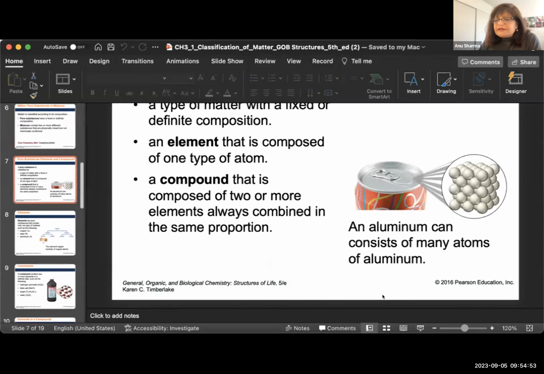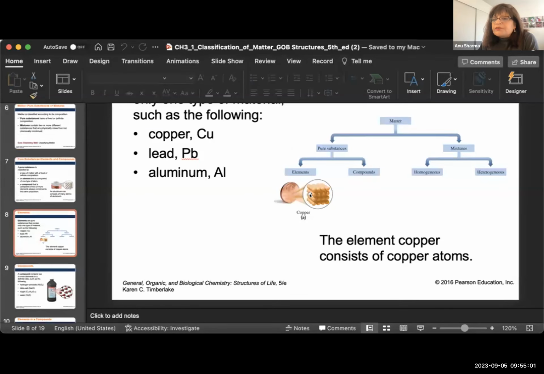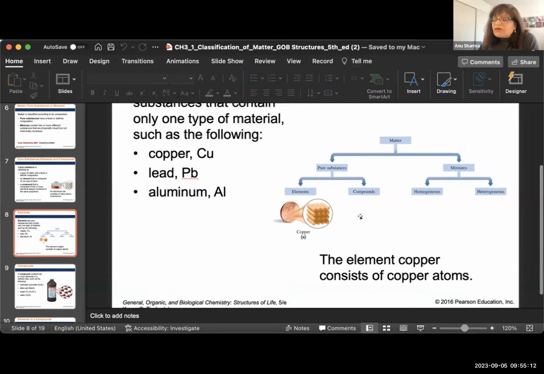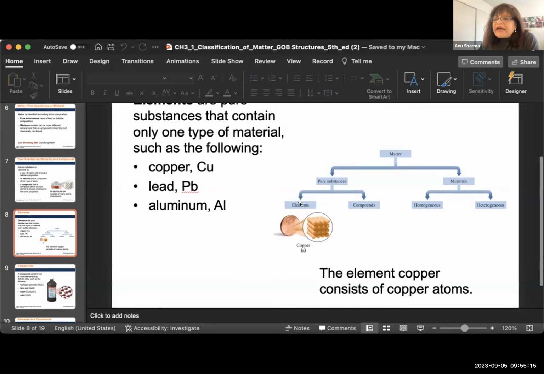Here, the pure substance, aluminum. Aluminum is made up of only one type of particles, just like copper, silver, gold. Here, pure substances, only one type of particles. So these guys are pure substances. The ones that are made up of only one type of particles are called elements. And these elements, the smallest particles which retain the physical and the chemical properties, that is called the atom.